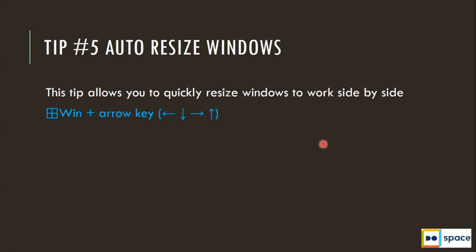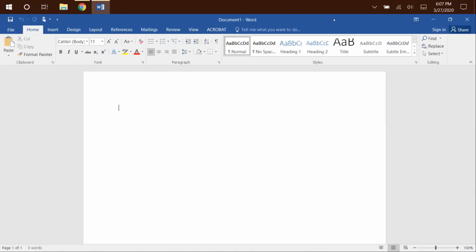I'm going to use the Control key and the Windows key to get back to our Word document. I'm going to open up a new Word document here. You can see this is now document 2. I have 2 Word documents going.